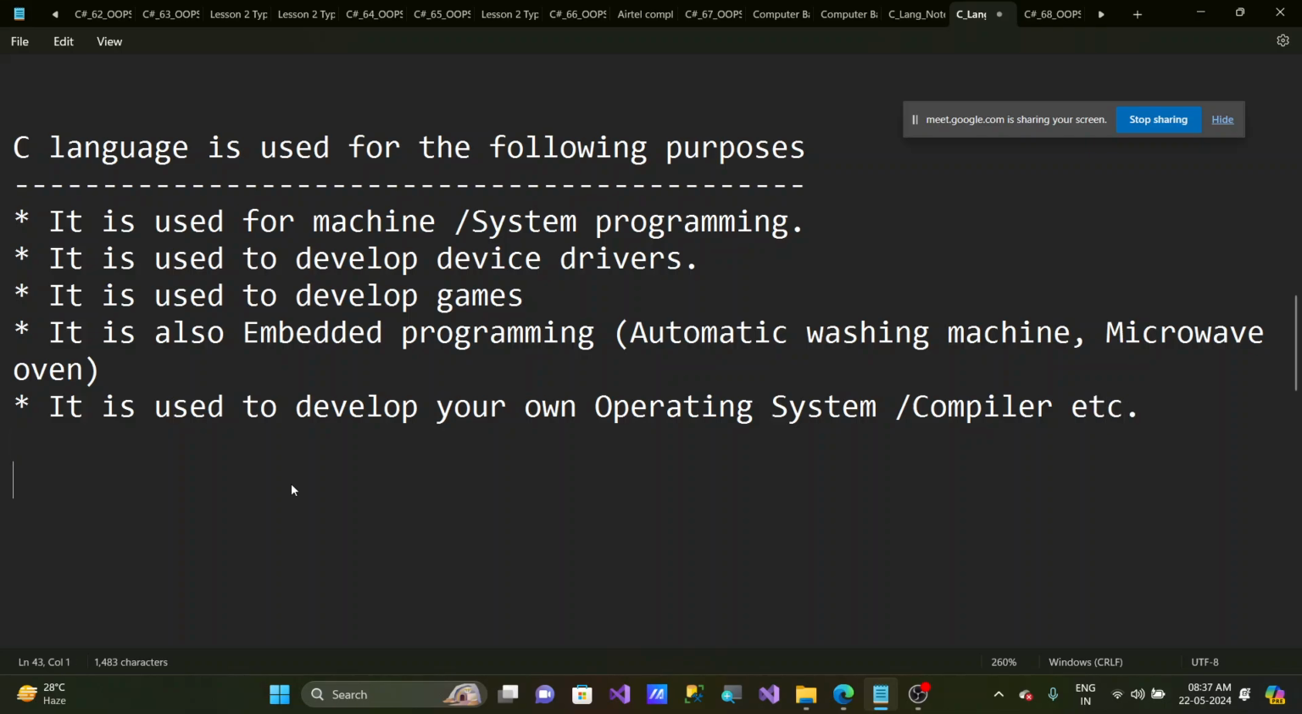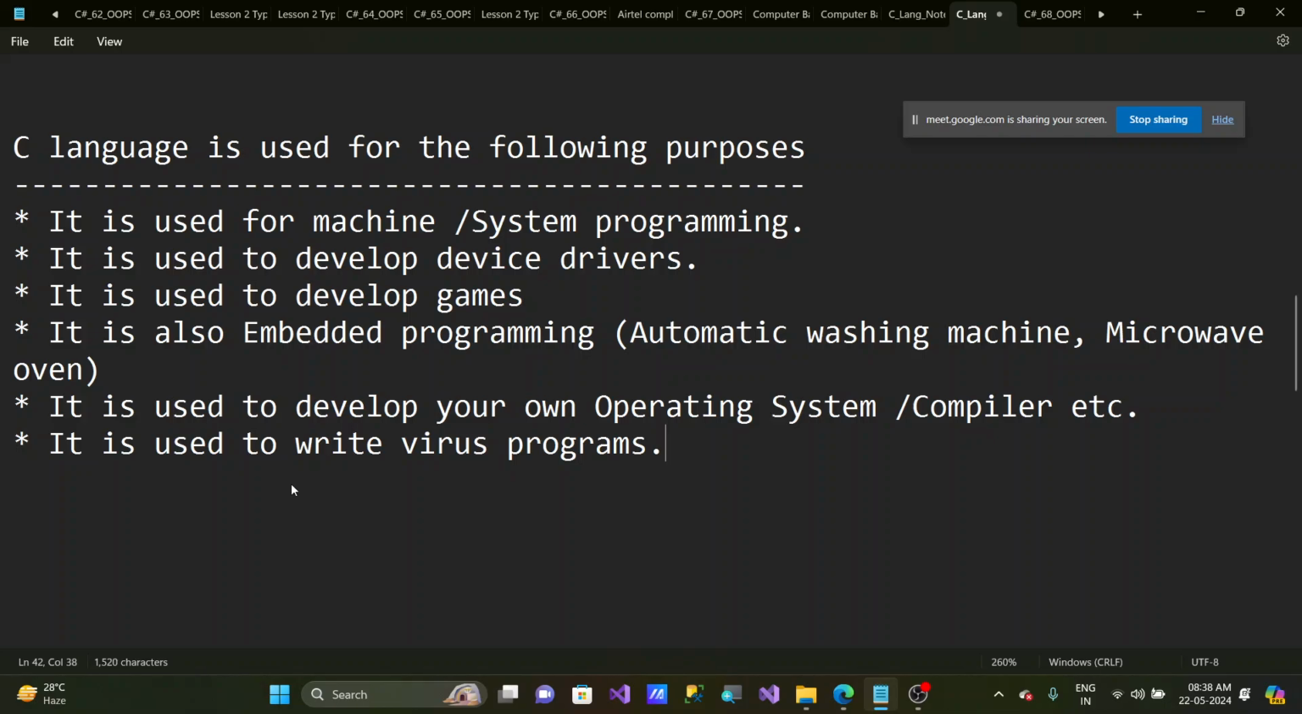etc. Okay. And of course some people will develop virus applications, used to write virus programs. Some people develop viruses and they will send them into the market, right? So these viruses can also be developed using C language. Okay. So like this, C language is used for many purposes, guys.